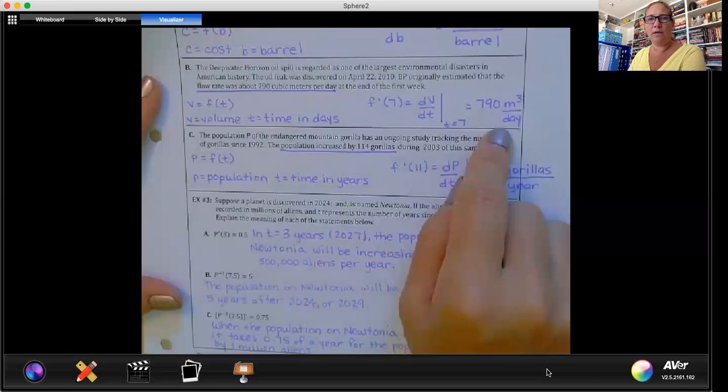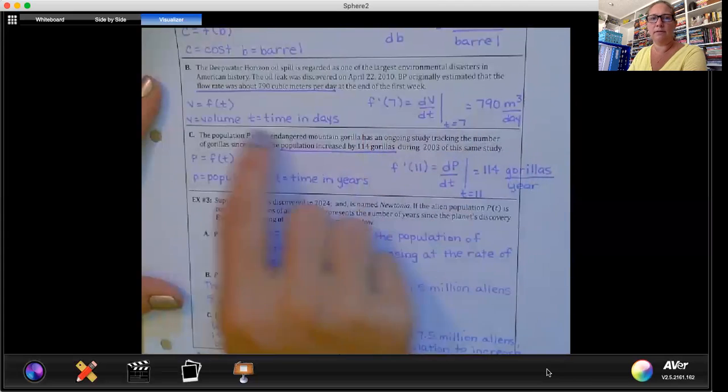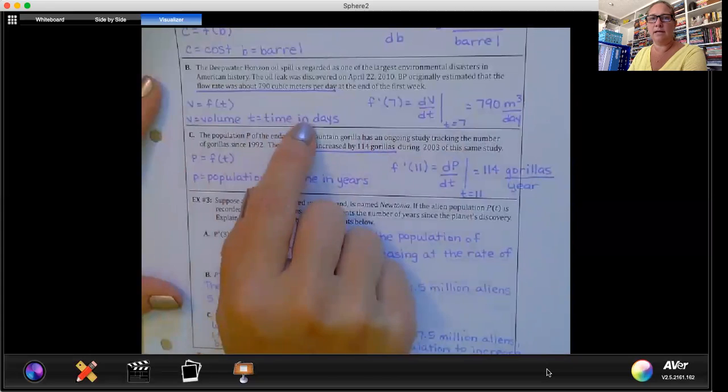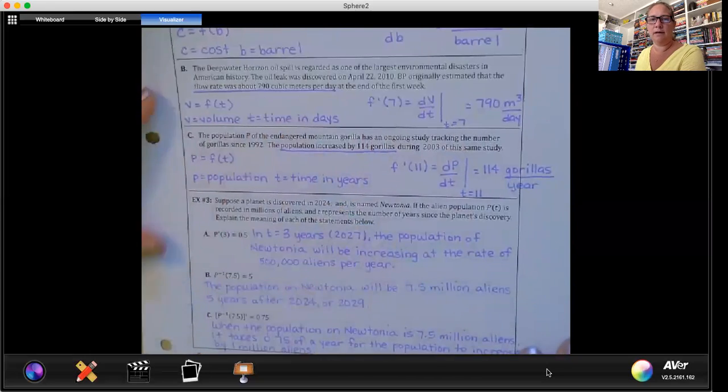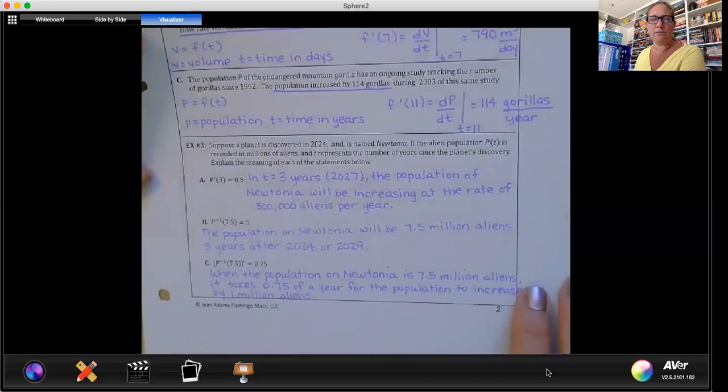Notice that we're not solving anything. We're just setting up the problem as it gives us the information in the words.